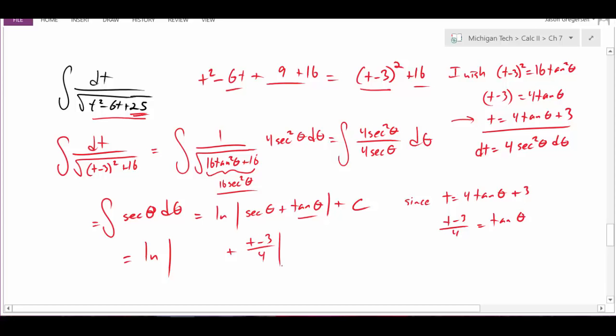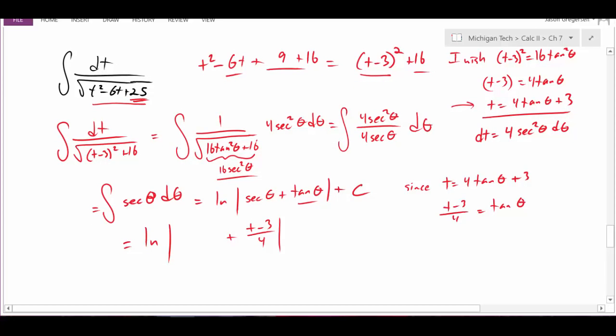But what about the secant? To figure out the secant, I'm going to have to draw the trig triangle associated with this value of tangent and see if I can extract the proper value for secant. All right, so let's look at this trig triangle. I have a right triangle. I'll call this my angle theta. Tangent of theta should be the opposite side over the adjacent side. So I can write this as t minus 3 over the adjacent side of a value of 4.